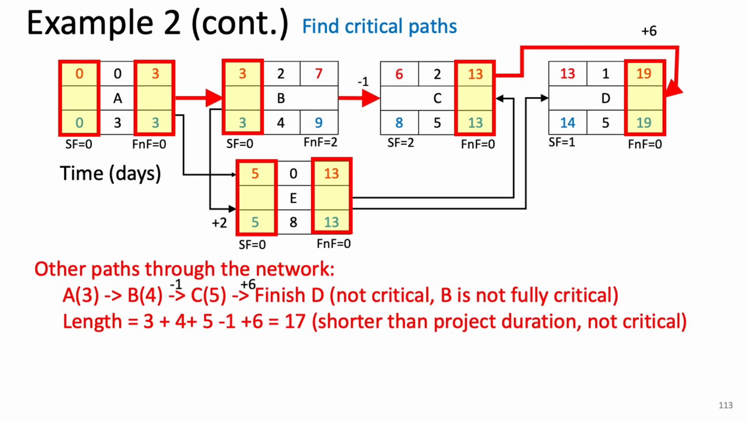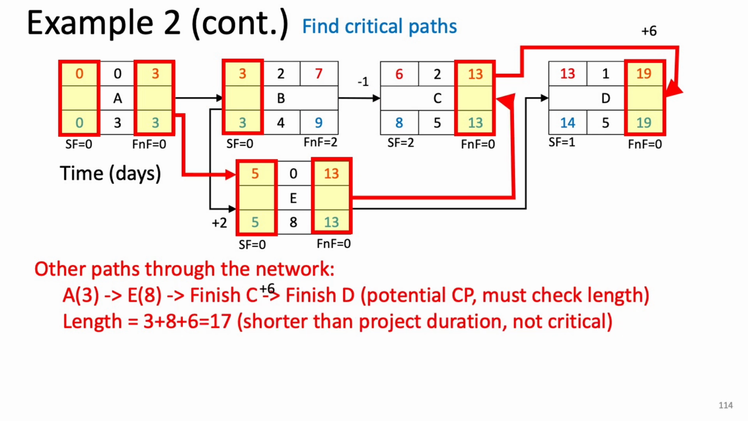Now, let's take a look at another path, from activity A to B to C to finish D. This path includes non-critical points, such as the finish of activity B and the start of activity C, so it is clearly not a critical path. Its total duration will be shorter than the overall project duration. To calculate its length, we add the durations of the activities fully on this path. 3 days for A, 4 days for B, and 5 days for C, which gives us a total of 12 days. Next, we subtract the 1-day lead time between B and C, giving us 11 days, and then add the 6-day lag time from C to D, resulting in a total path length of 17 days. As we suspected, this is shorter than the project duration of 19 days.